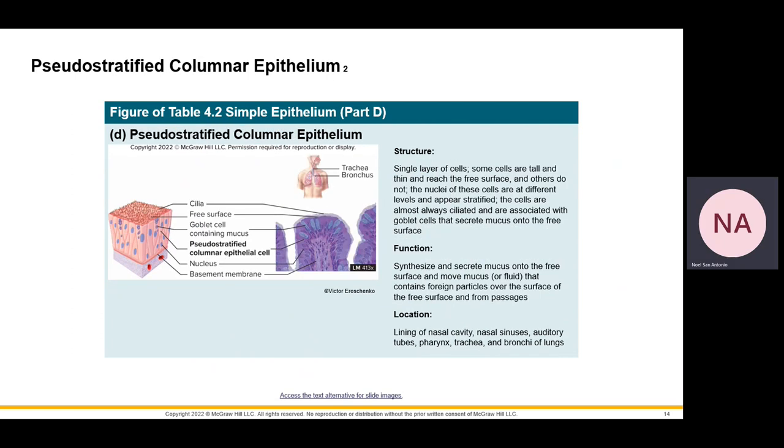The next one is your pseudostratified columnar epithelium. As we have said earlier, pseudo meaning false, pseudostratified meaning false stratified epithelium. And you already know the reason earlier. Pseudostratified epithelium consists of a single layer of cells in actuality. And since some cells are tall and thin and reach the free surface, and some cells do not, kung titingnan mo ito, there are cells that reach the free surface. Okay? And while there are cells that do not reach the free surface, hanggang dun lang siya.